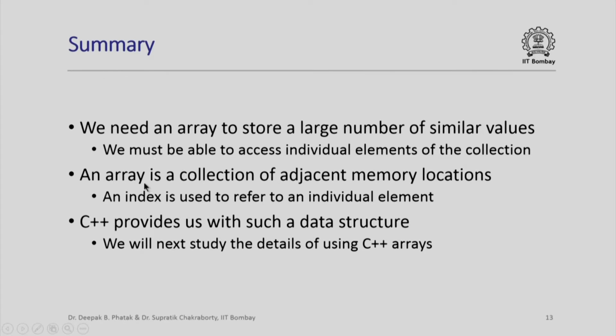In summary, we need an array to store a large number of similar values. We must be able to access and process individual elements. An array is indeed a collection of adjacent memory locations, and an index is used to refer to an individual element. However, the mathematical formulation of an array and its representation are slightly different from the C++ representation, but we note that C++ does provide us with such a data structure. We will next study the details of using C++ arrays.